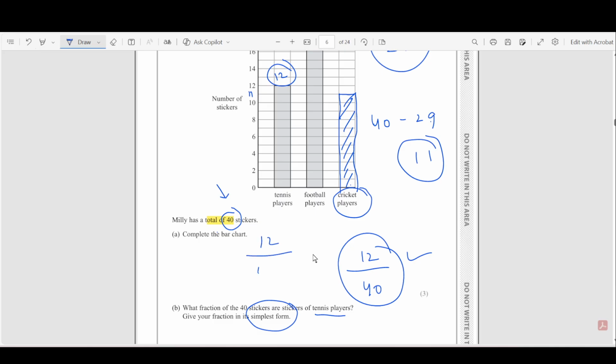Simplest means we need to check. If you check 12 and 40, they both appear in the 4 times table. So both of them we can divide by 4. 4 times 3 is 12. So if we divide, we get 3. If you divide 40 by 4, we get 10. So 3 over 10 is the answer, right?